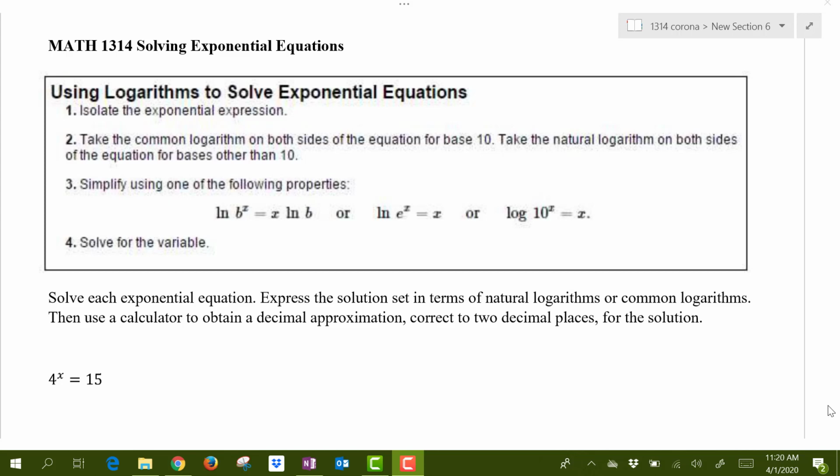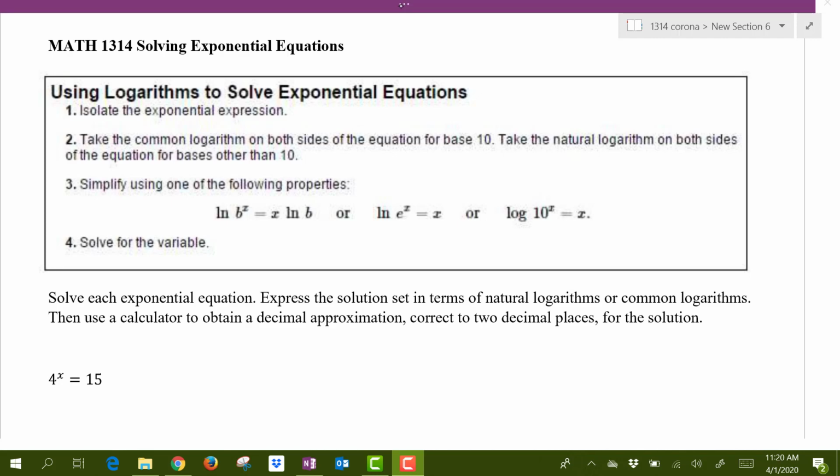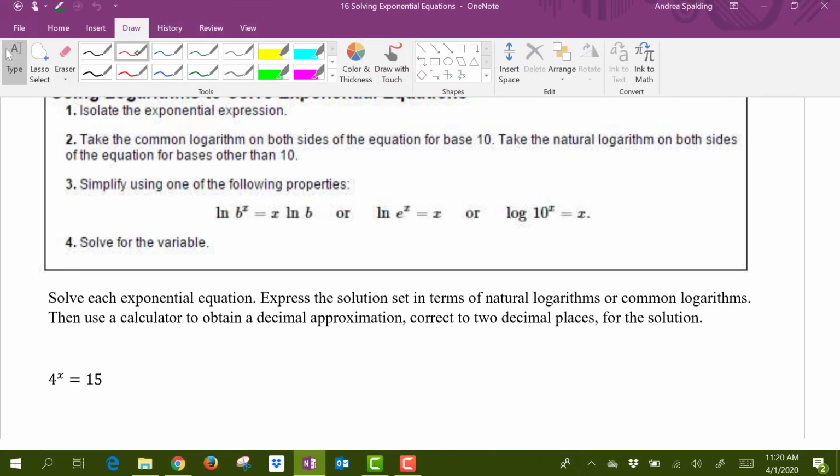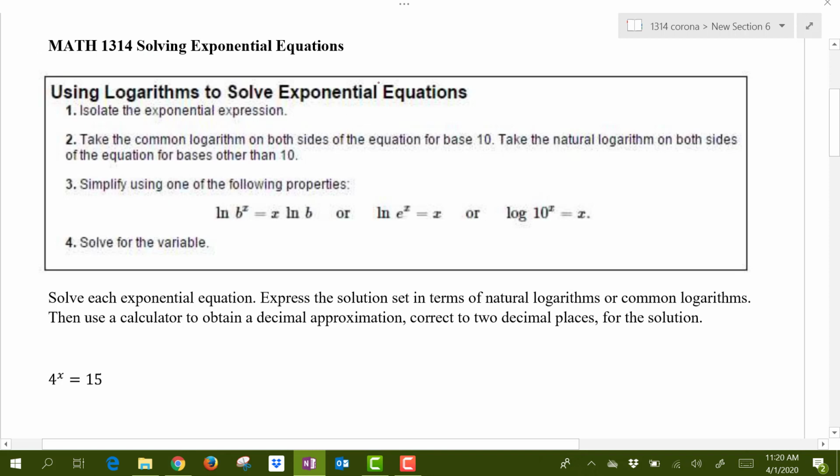Here we're going to look at solving exponential equations using logarithms. Our first step would be to isolate the exponential expression. What that means is we want to get the base and its exponent and some number on the other side. In other words, we want to get the base and the exponent by themselves. We don't want anything in front of the base or beside the base or beside the exponent. We just want base exponent equals a number on the other side.